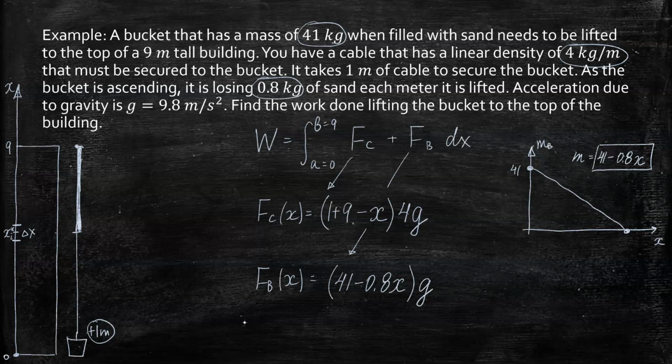It seems like we are ready to set up the final integral. So the total work done by a force lifting a bucket and a cable as it is described in this problem can be found by computing the integral from 0 to 9 of this function. In this expression, g represents the gravitational constant, and it is equal to 9.8 meters per second squared.